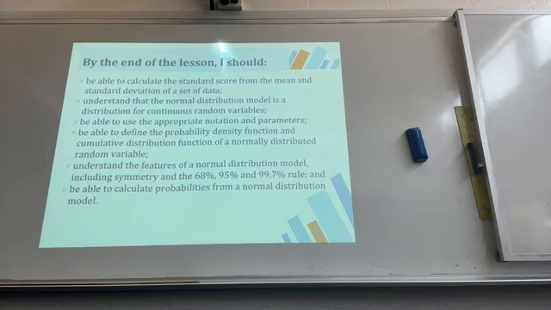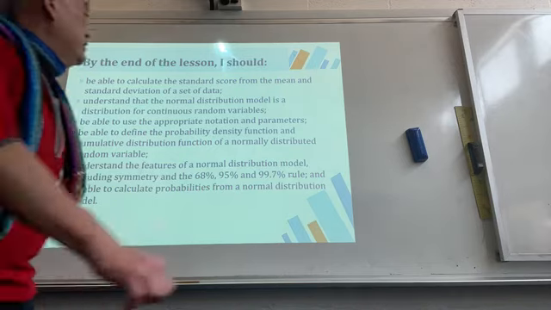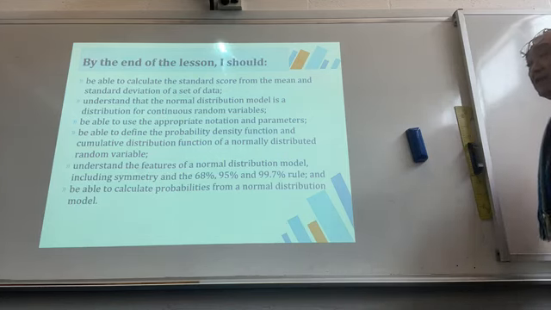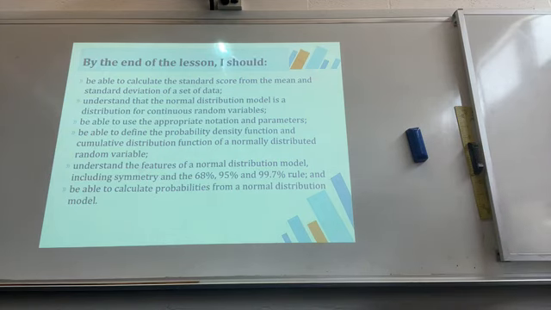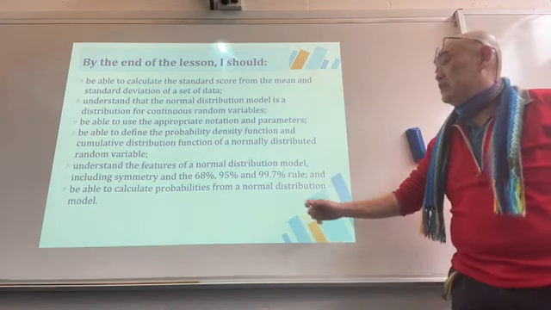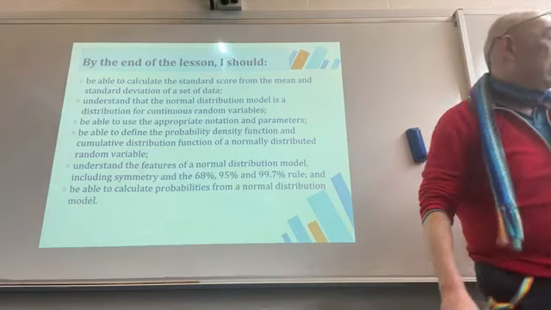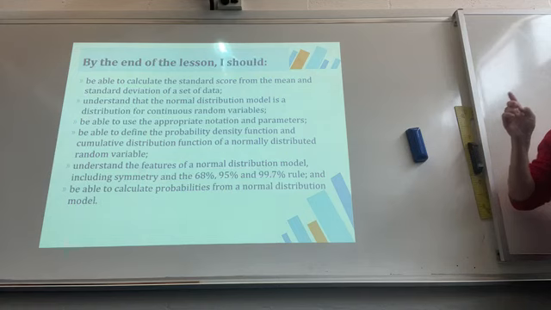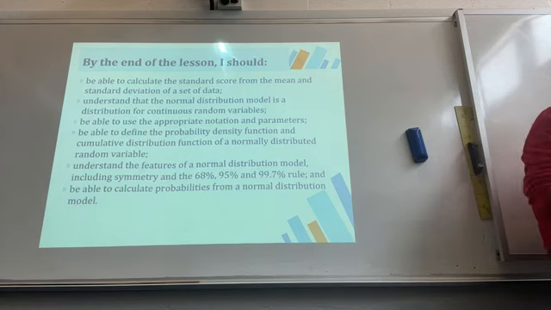Alright, go ahead. So you need to understand what the normal distribution model is. You should be able to use appropriate notation and parameters. Define the probability density function, and then understand the features of a normal distribution model, including symmetry, the 68%, 95%, and 99.7% rule, and be able to calculate probabilities from a normal distribution model. Quite a bit to go through today, and I have got 3 lessons planned on normal distribution. I'm going to start something new next week.